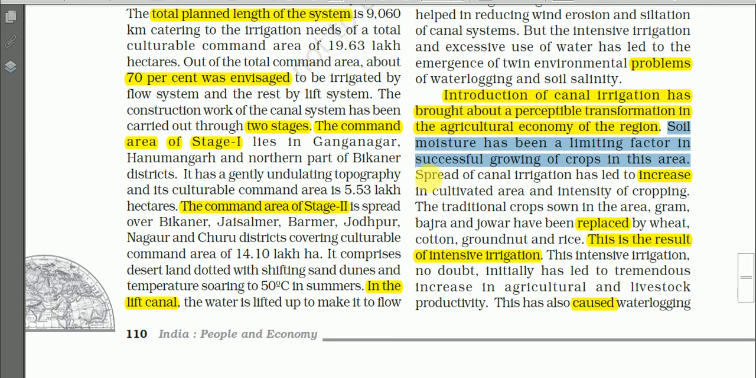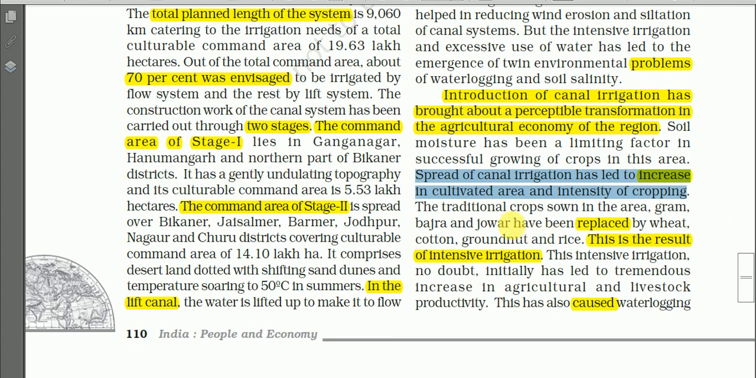But with the spread of canal irrigation, there has been an increase in the cultivated area and the intensity of cropping. Because of the canal irrigation, the cultivated area has been increasing and the intensity of cropping has been increasing. That is, the number of times crops are grown in the year has been increasing. So from single cropping to double cropping, multiple cropping, or triple cropping, for example. That means the intensity of cropping has increased because of canal irrigation.